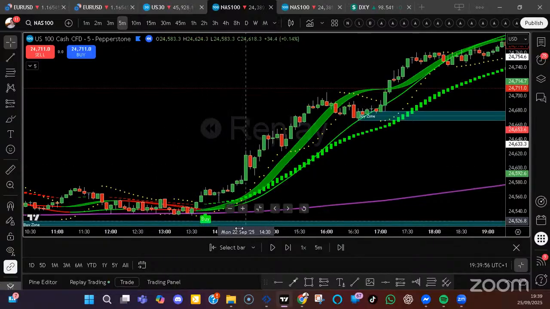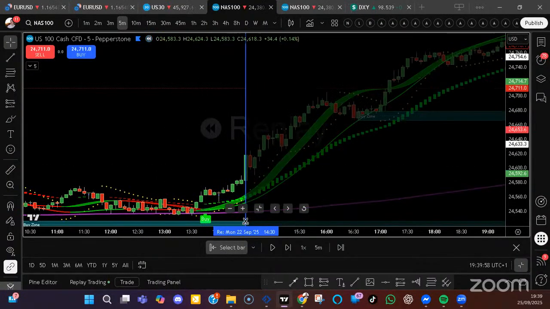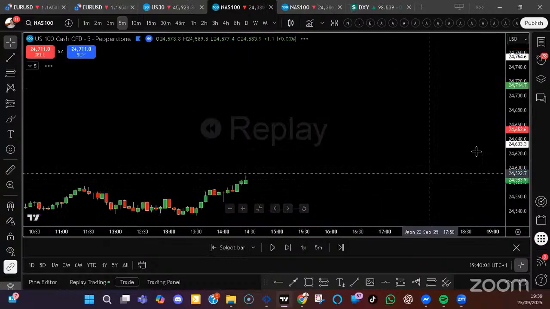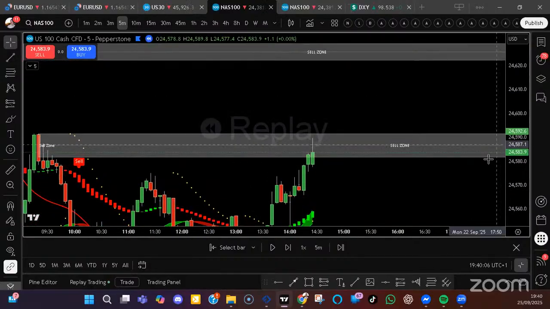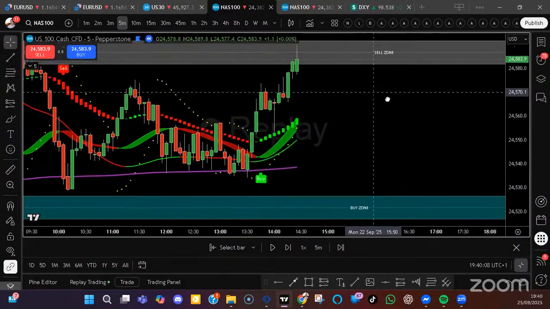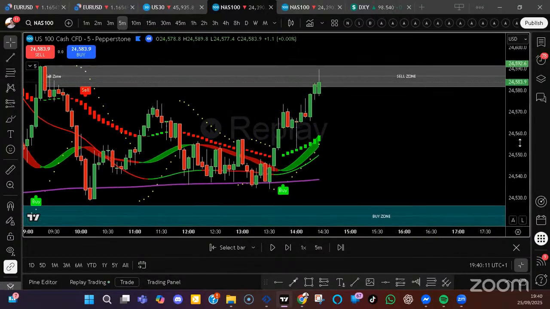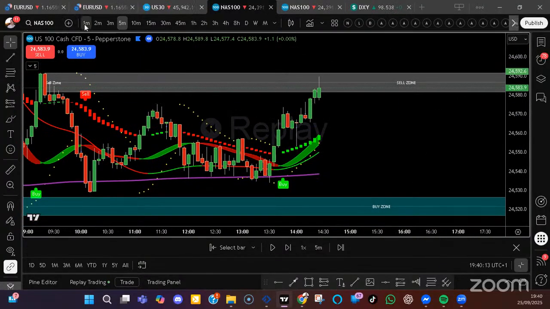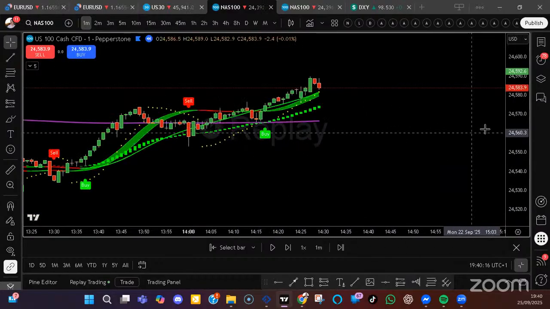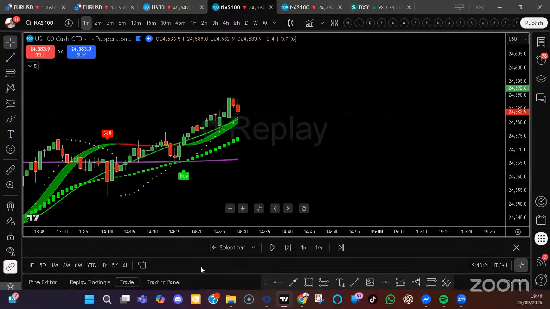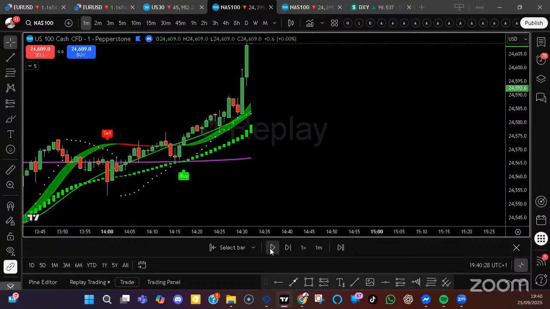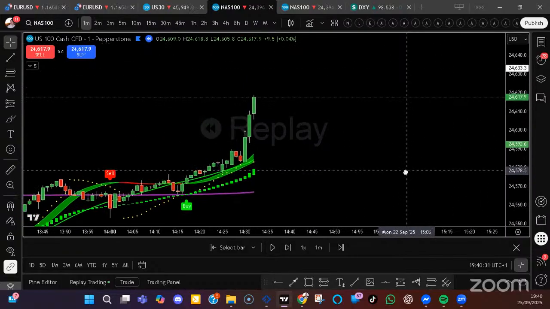So let's find 2:30, which is there. And now we are in a sell zone. Interesting. Let's see what happens. Put it on the minute. But we have a buy. So let's see what happens. We don't know what's going to happen. Well, obviously it's still going up. All right.